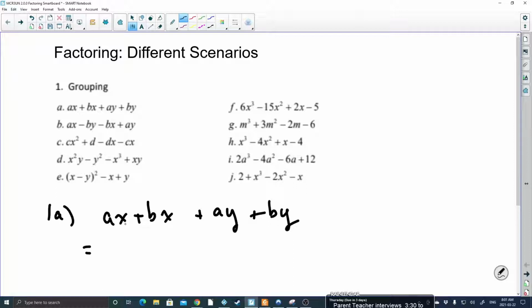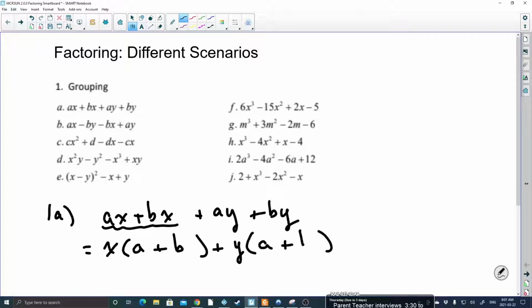So I can therefore factor an x out of these first two terms. If I just consider these two terms, both of them have an x in common, so I can pull that x out as a common factor. And that leaves a plus b behind. And over here, I can do the same thing with the y. I can pull a y out of both as a common factor, and that leaves an a plus b behind.